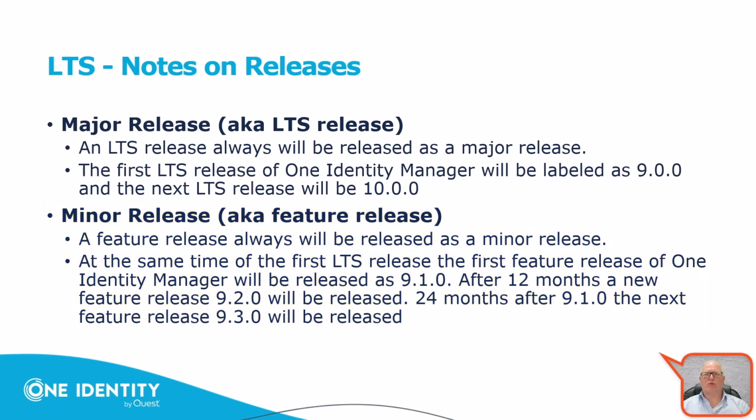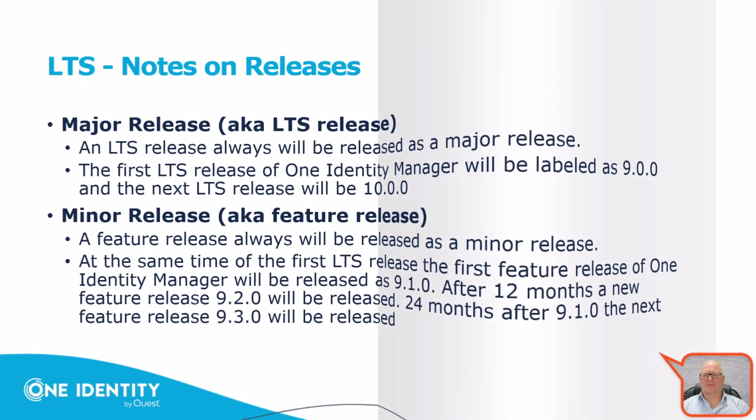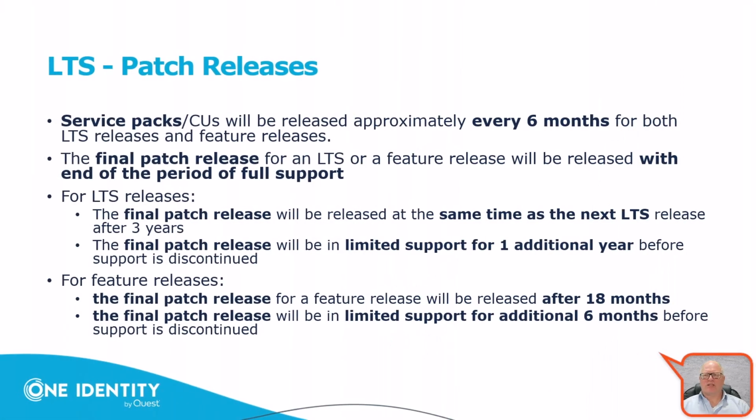It is now up to you to select which type of channel you want to follow. That means the major release channel or the LTS channel, which is then from 9 to 10 and from 10 to 11, or you follow the minor release channel, which is the feature release channel, which means you get every new version of the Identity Manager. From a patch perspective, it is quite easy to understand.